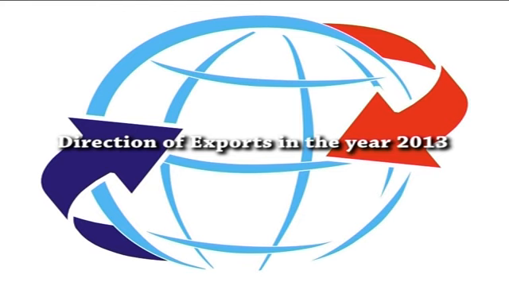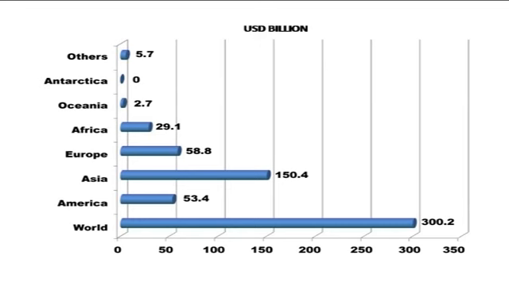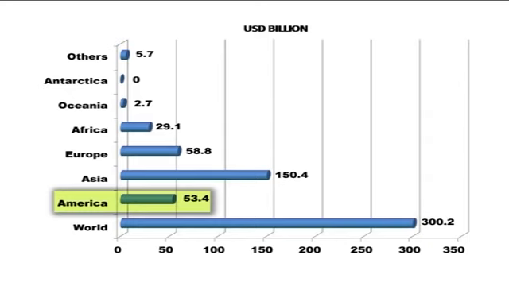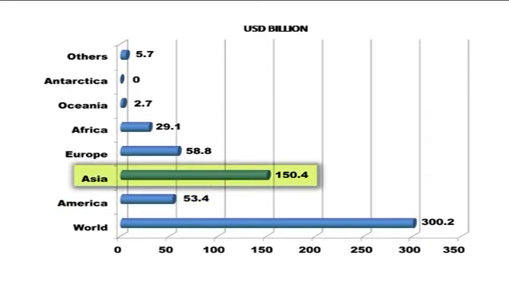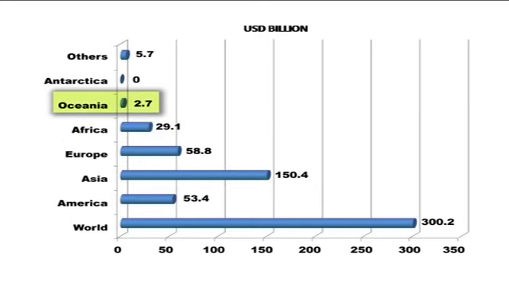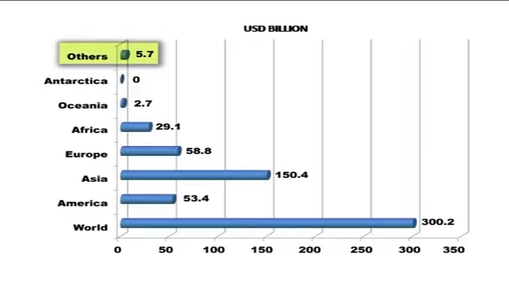Direction of exports in the year 2013 in USD billion. The direction of export in the year 2013 is represented in this bar graph. This graph represents the total export of India to other countries. The total export of the country stands at 300.2 USD billion, in which 53.4 is exports to America, 150.4 with Asia, 58.8 with Europe, 29.1 with Africa, 2.7 with Oceania. With Antarctica, it is 0 and 5.7% with other countries.